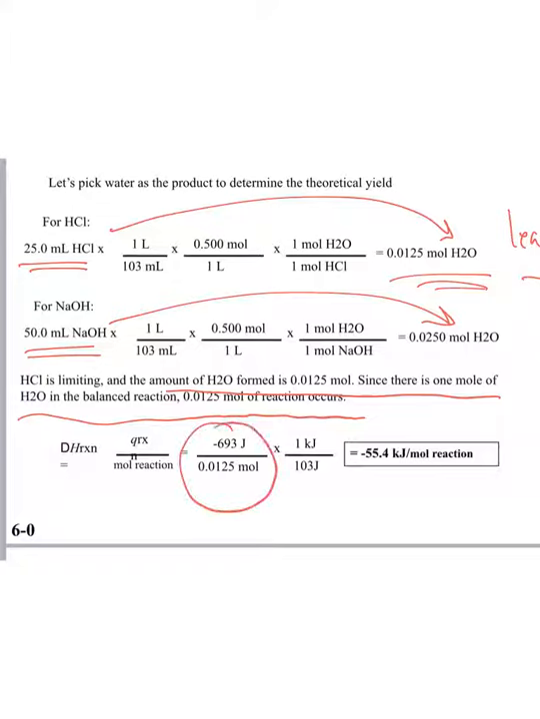I took the Q of my solution, flipped the sign, because that's the Q of the reaction. Remember this. Q of reaction is negative Q of solution. This was a positive number, and the energy came from the reaction, so that's why this negative is there. If I take the Q of the reaction, divide by the moles of reaction, change to kilojoules, I get minus 55.4 kilojoules per mole of reaction. So that's a limiting reagent problem in a coffee cup calorimeter.